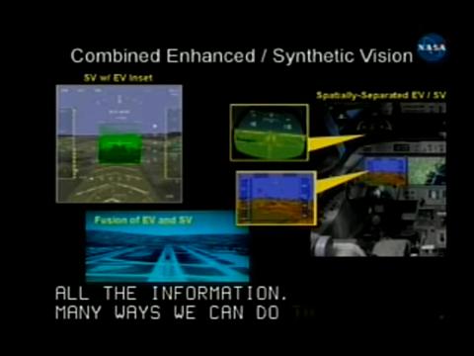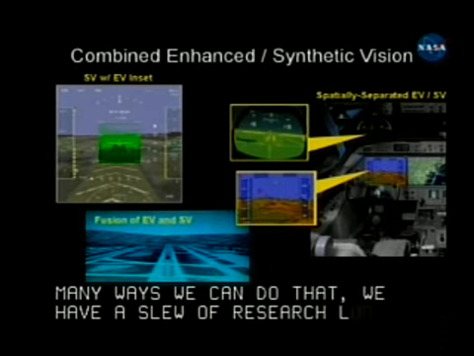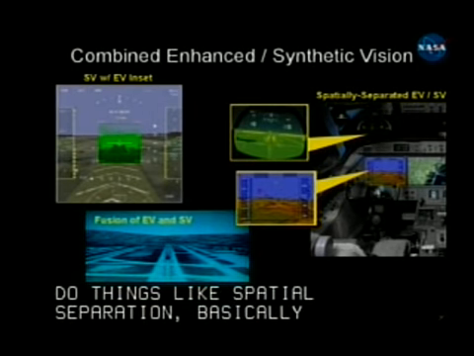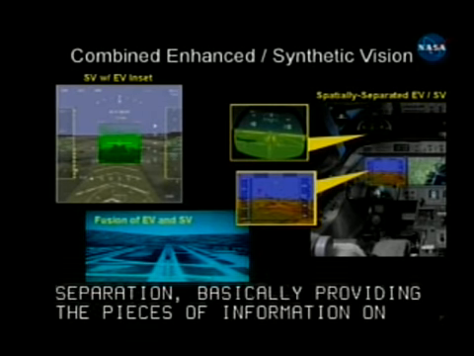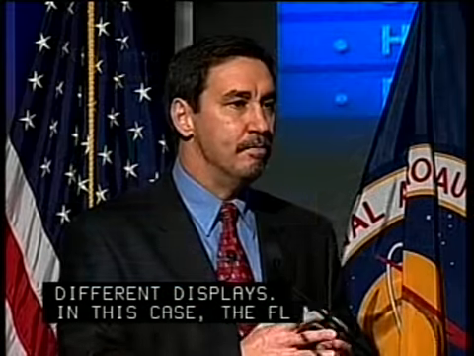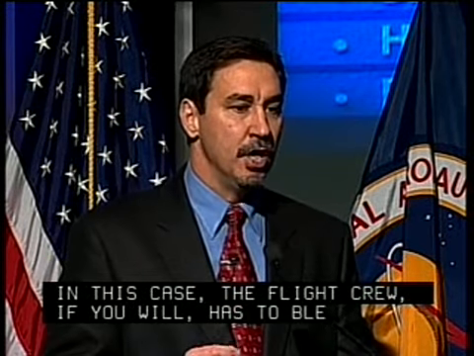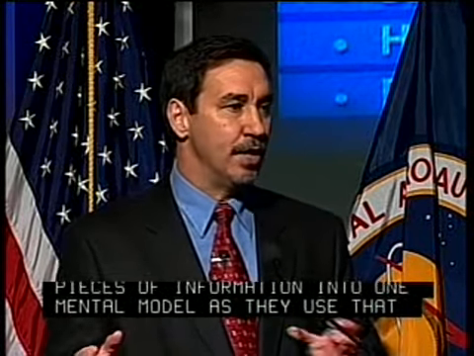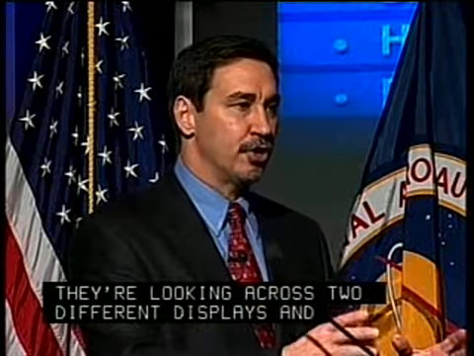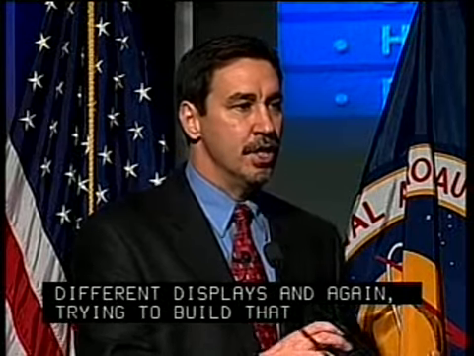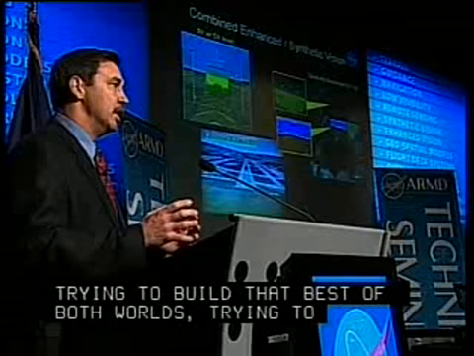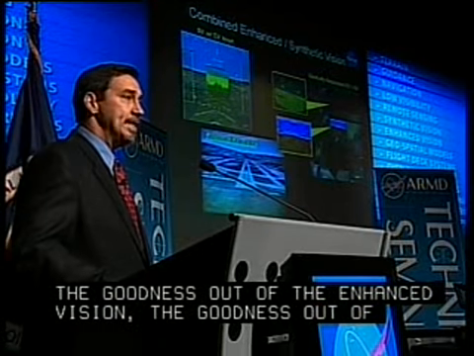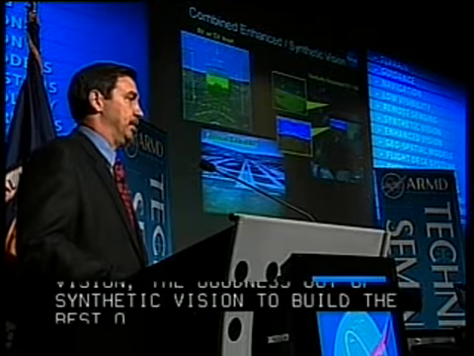You can do things like spatial separation, basically providing the pieces of information on different displays. In this case, the flight crew, if you will, has to blend two pieces of information into one mental model as they use that information. So they're looking across two different displays and, again, trying to build that best of both worlds, trying to extract the goodness out of the enhanced vision, the goodness out of the synthetic vision to build the best of both worlds. Another way to do it would be to provide that same information on the same display.